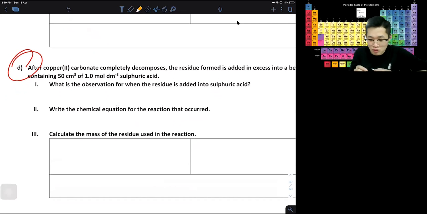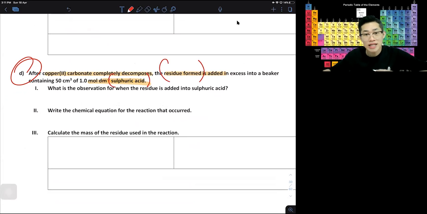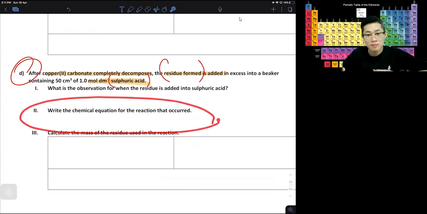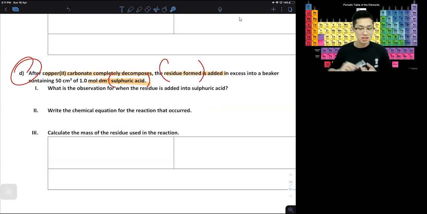So after the copper 2 carbonate completely decomposes, the residue formed is added into a beaker containing sulfuric acid. So please write a chemical equation here. Write it into your book. I give you 1 minute.